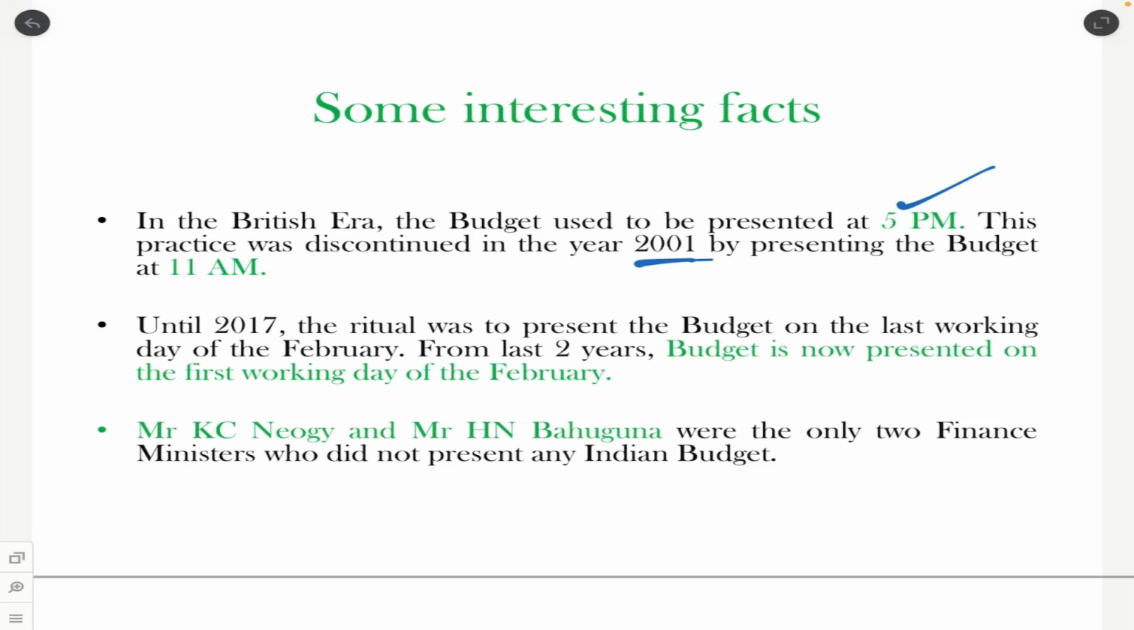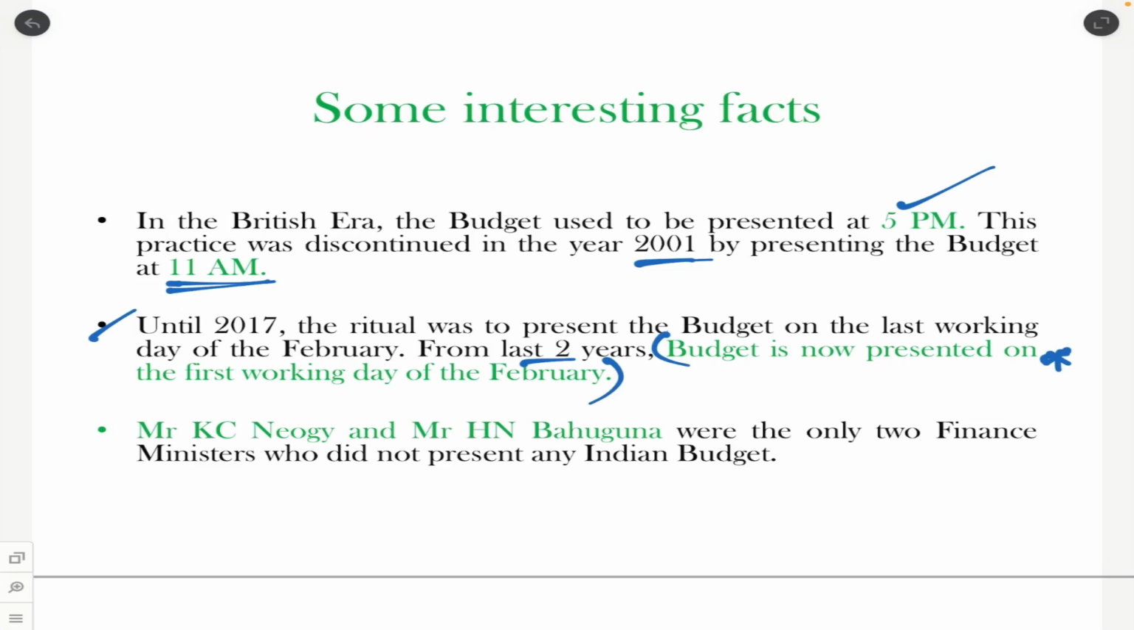Yashwant Sinha was the finance minister then under the prime ministership of Atal Bihari Vajpayee. So after 2001, the budget is being presented at 11 a.m. Until 2017, the ritual was to present the budget on the last working day of February. From the last 2 years, the budget is now presented on the first working day of February.